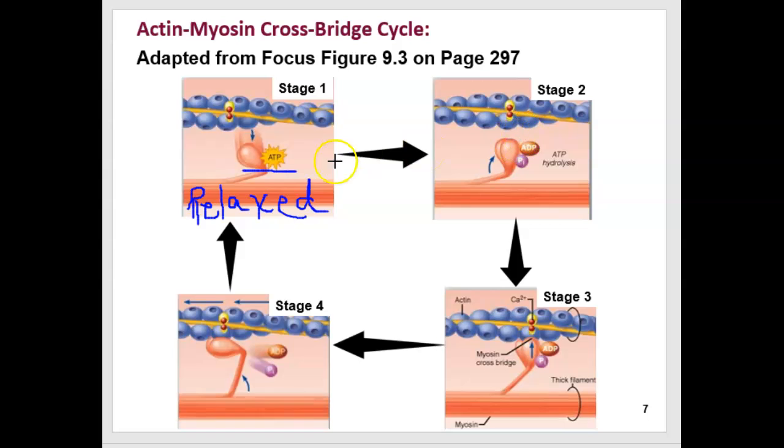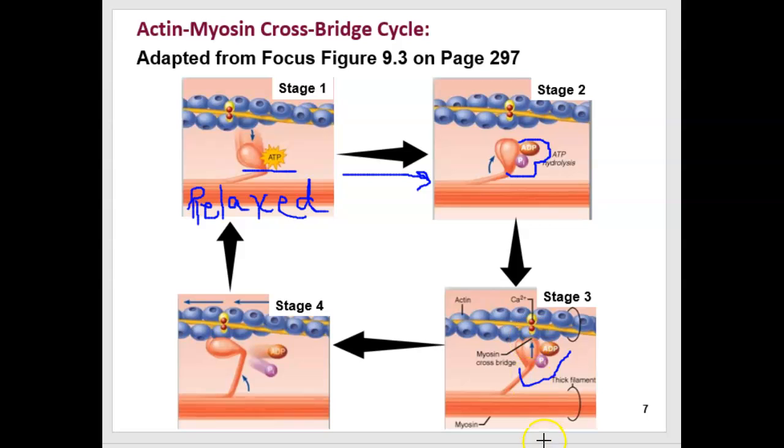And so now, if we go over to stage 2, ATP has been broken down into ADP and inorganic phosphate. In this state, the myosin head, while bound to ADP and inorganic phosphate, can bind to the actin. So it does so.